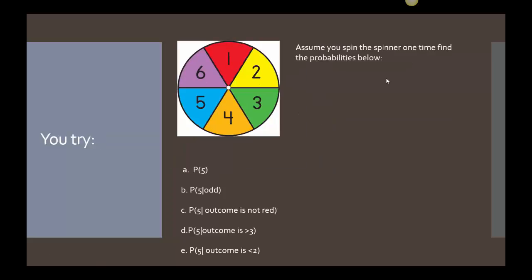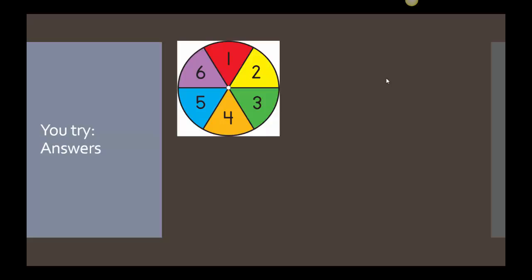All right, so why don't you try this one? I gave you 5 things to do. Look at them, try them, pause the video, come back, and let's see how you did. All right, so let's start with the first one. Probability of getting a 5 is 1 out of 6. Probability of getting a 5, if I know the number is odd, now I'm bumped up to 1 over 3.